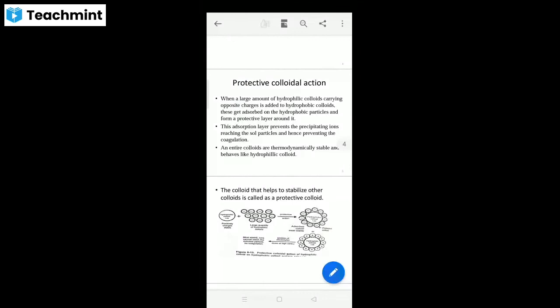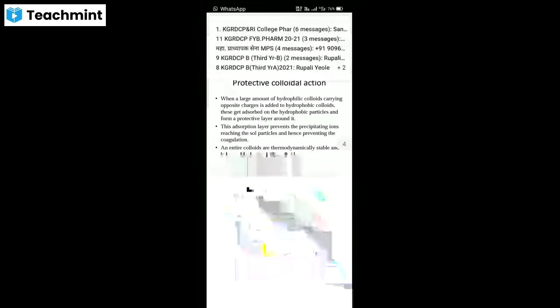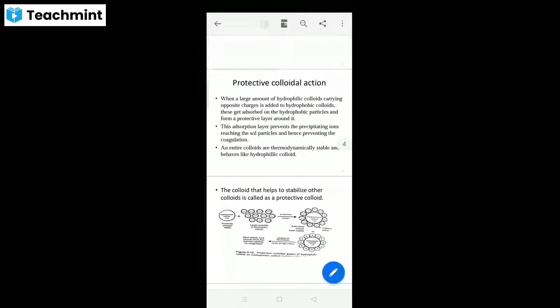Now tell me, I am repeating. If I want to make my hydrophobic particle, which is carrying positive charge, stable, which hydrophilic colloidal dispersion, which charge, do I need to add in this hydrophobic colloidal dispersion? Anyone? Nobody is getting the point of what I am trying to say.